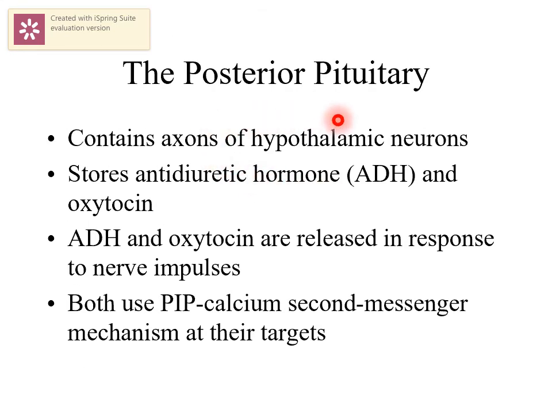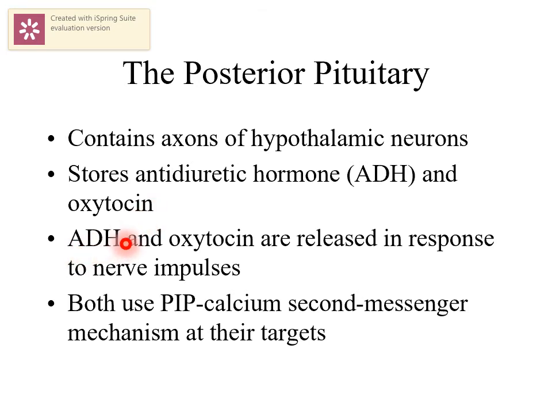So the posterior pituitary gland contains axons of the hypothalamic neurons. So these pituicytes are specialized cells that store two hormones, namely ADH, secreted by the supraoptic nuclei, and oxytocin, which is secreted by the paraventricular nuclei in the hypothalamus.